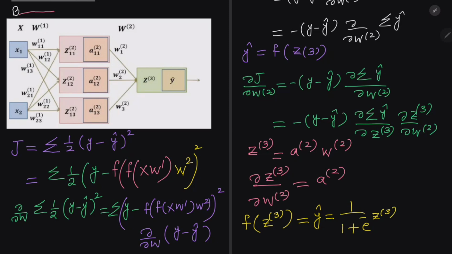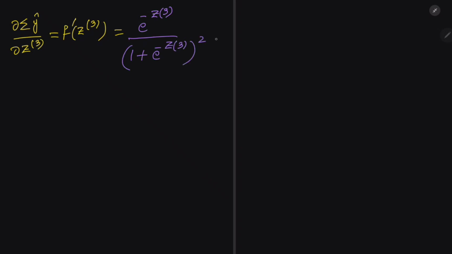So it means that we have partial y hat by partial z3 will be equal to f dash z3, that will be equal to e raised to power minus z3 divided by (1 plus e raised to power minus z3) whole square.